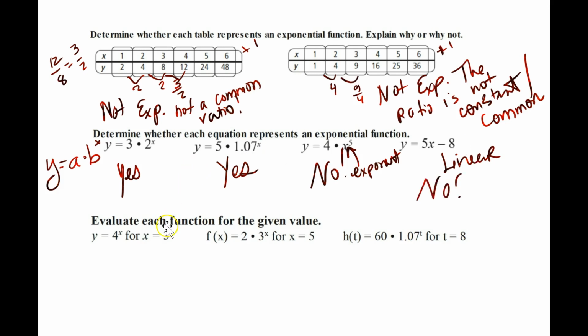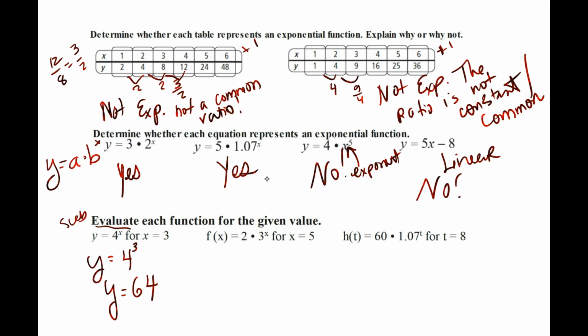Evaluate each function for the given value. So, y'all, this is basically simple stuff. You're going to basically say, hey, evaluate means to substitute. That's what it means. So, y is equal to 4 to the third power. 4 times 4 times 4, which is 64. So, y is equal to 64.